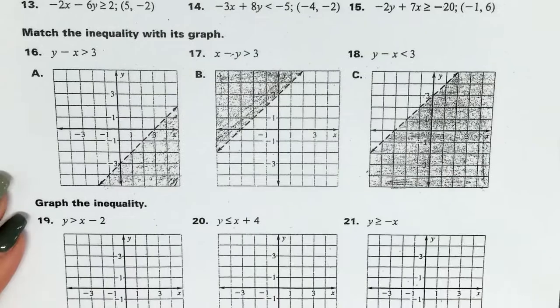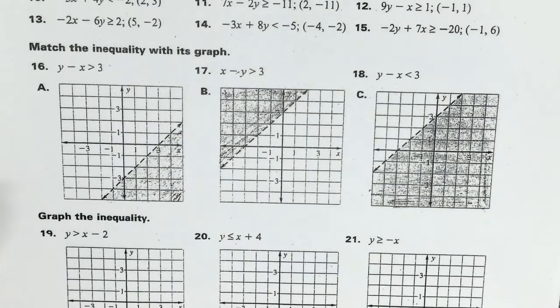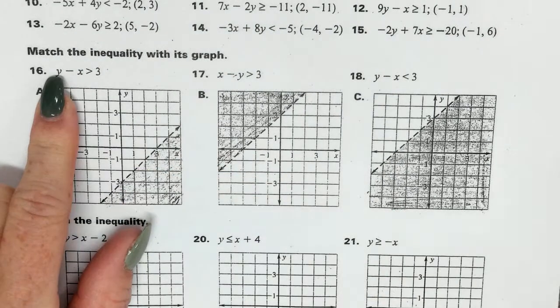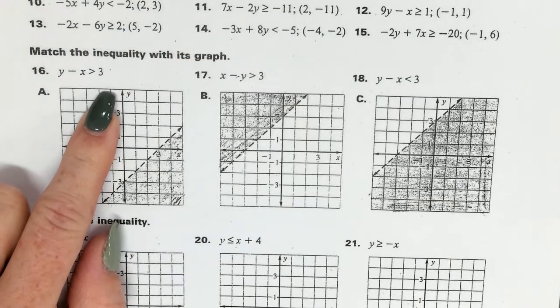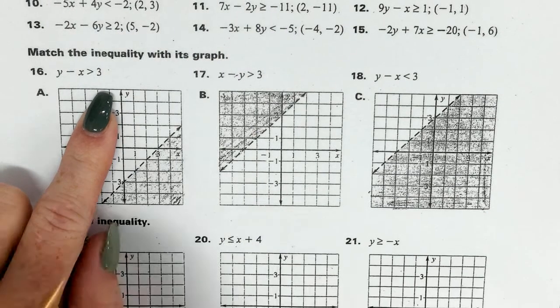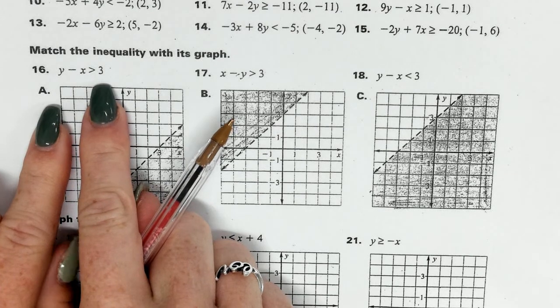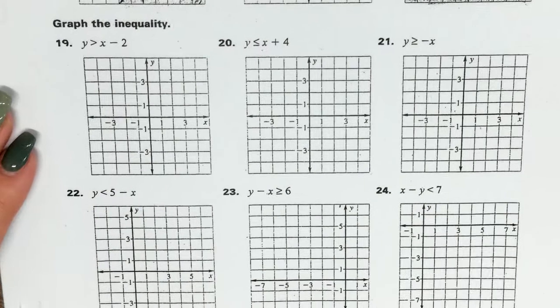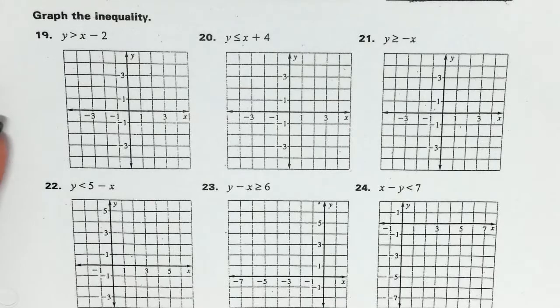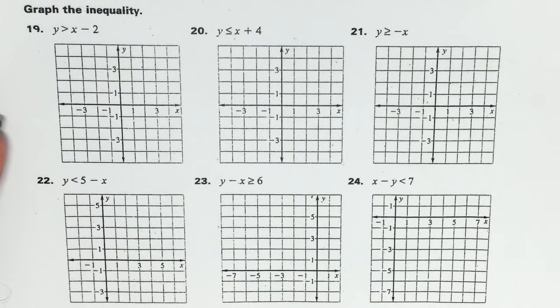On the bottom, 16 through 18, you are matching the inequality with its graph. Please write the letter. If 16 is B, which I have no idea if it is, then you would write B right here. Make sense? Rearrange the equation to y equals and check the slope and y-intercept. Check the inequality sign. Yes, are we good? At the bottom, 19 through 24, you are graphing the inequality.